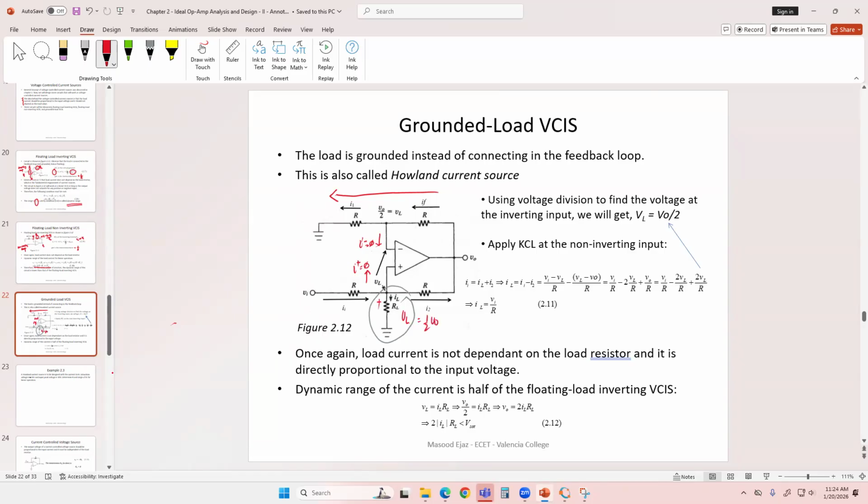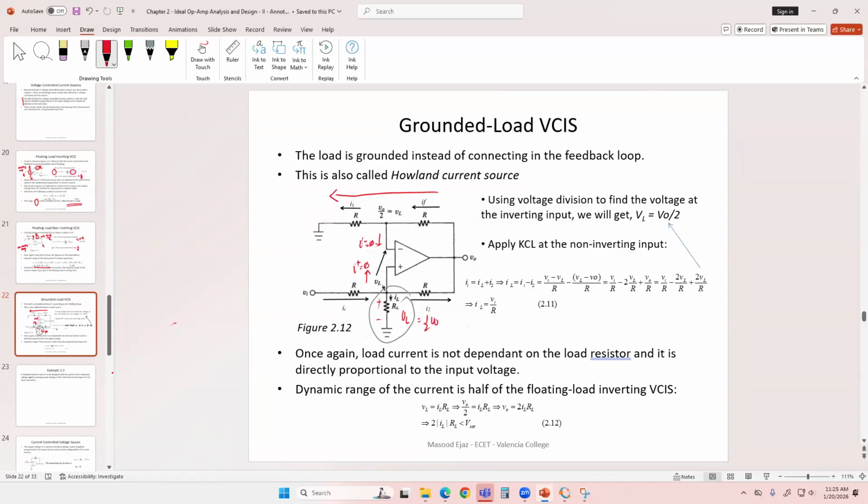So this is the voltage across your load resistor, half of the output, which is the voltage at this node, as you can see, between this node and the ground. So now we know that the voltage there is half of the output. We can apply again KCL at the non-inverting input and find out the load current and the output voltage relationship.